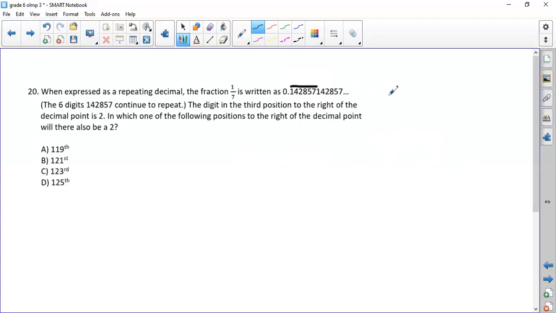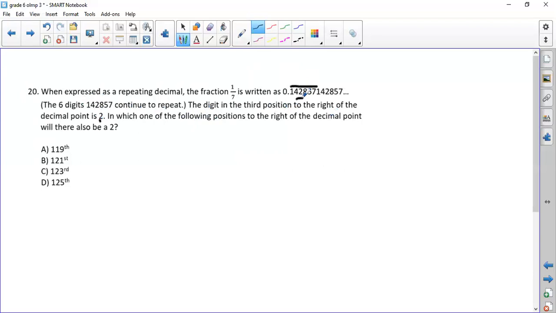If you remember from the last hour that we did together, we talked about how to convert this kind of numbers into fractions. We learned how to convert them into fractions. So this one is that kind of number, a recurring decimal. These 6 digits continue to repeat until infinity. The digit in the third position to the right of the decimal point is 2. We can see that the digit in the third position, thousandths, is 2.